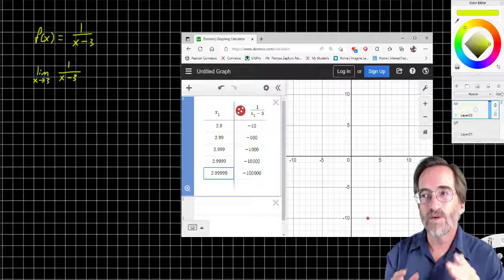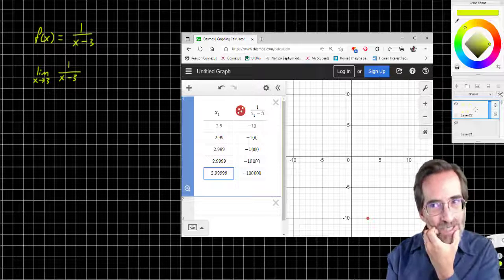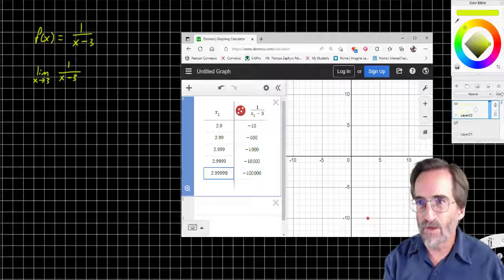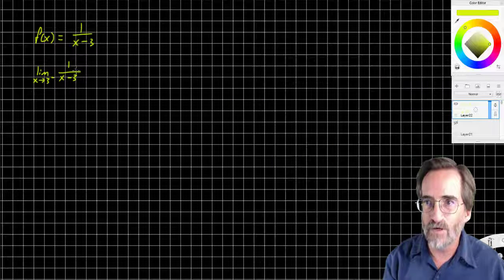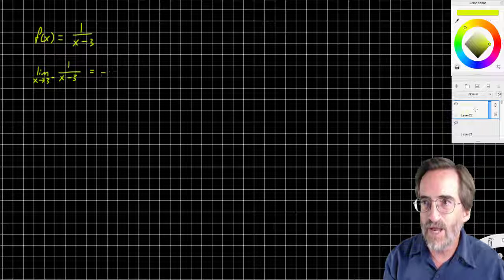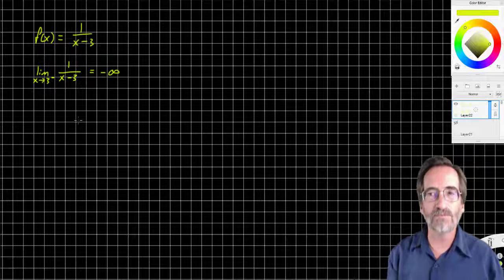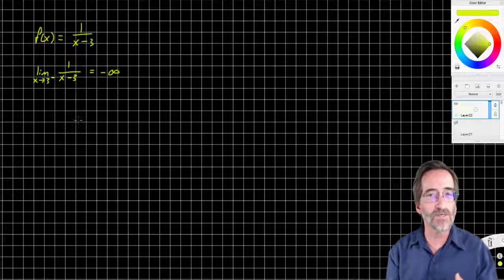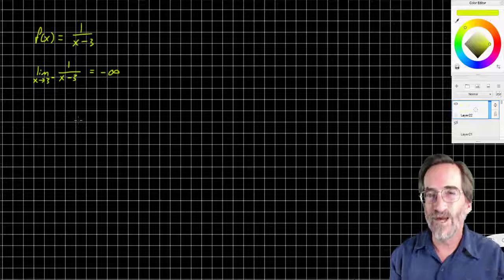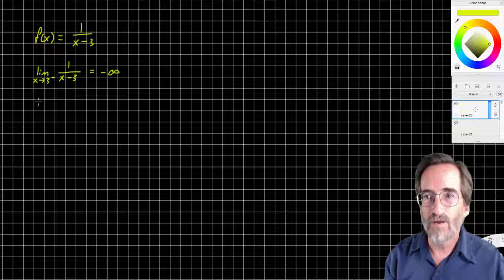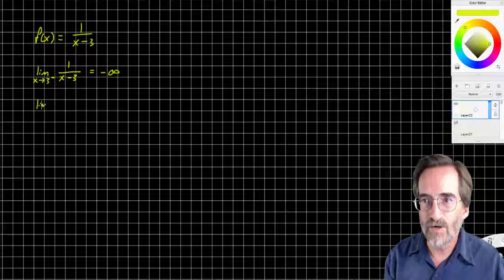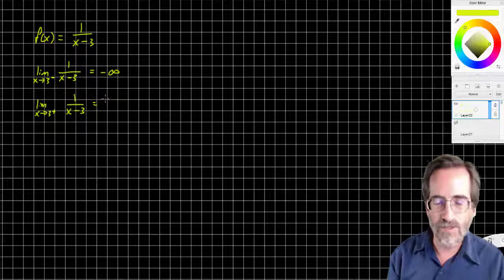And so we can say that the limit as x approaches 3 from the left side, from below, seems to be negative infinity. It seems to go off, just getting bigger and bigger and bigger without bound. And let's look at the same function, the limit as x approaches 3 from the right side, from slightly bigger than 3. Let's do the same thing.